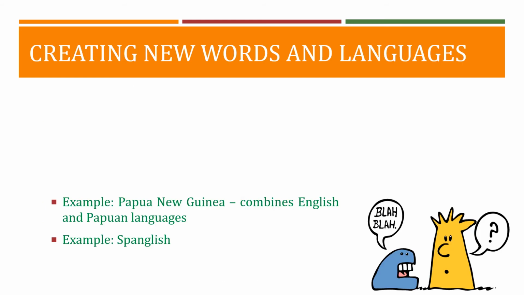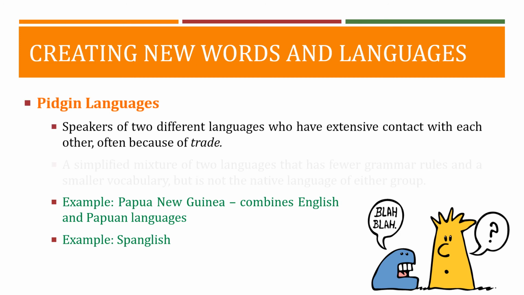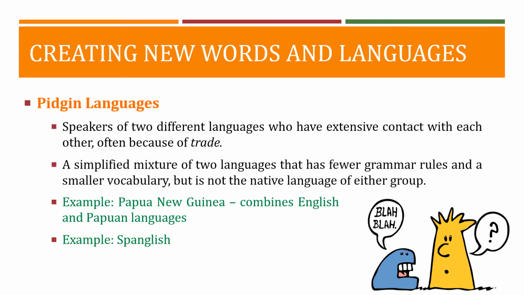A lot of times students get confused between lingua francas and pidgins and creoles, so you have to understand there is a difference between all of these terms. A lingua franca is a second language that you use to communicate. A pidgin is when speakers of two different languages who have extensive contact with each other, often because of trade, don't know a separate language, so they learn a little bit of each other's languages, and it mixes together. That's what a pidgin language is.